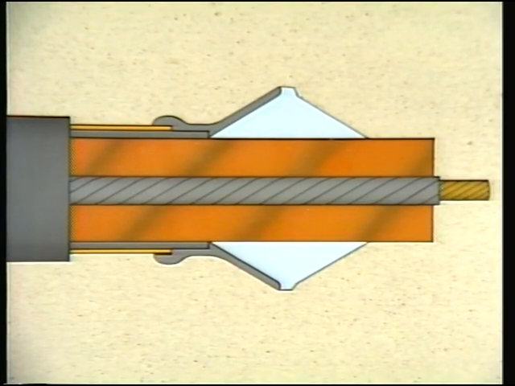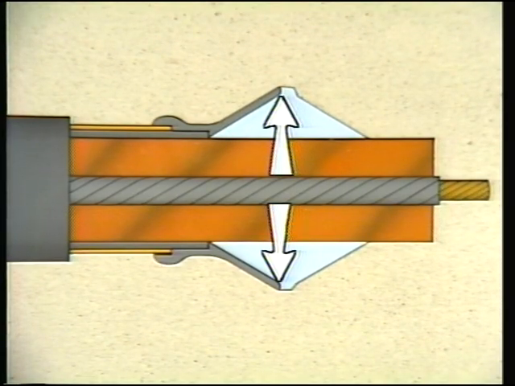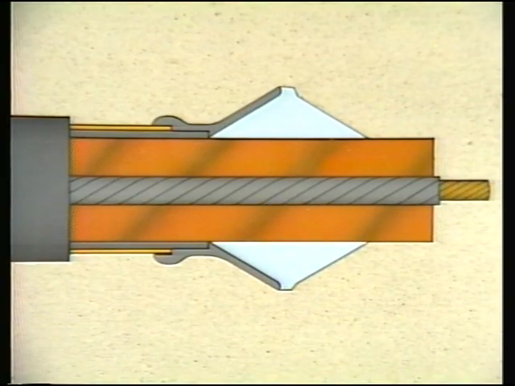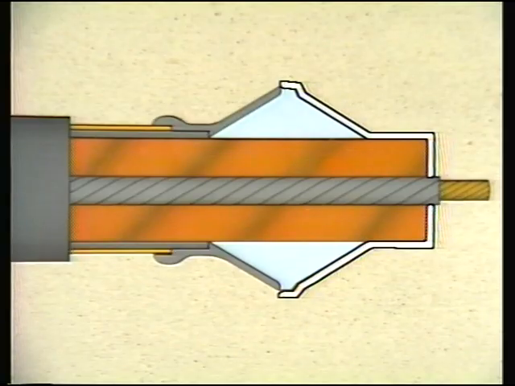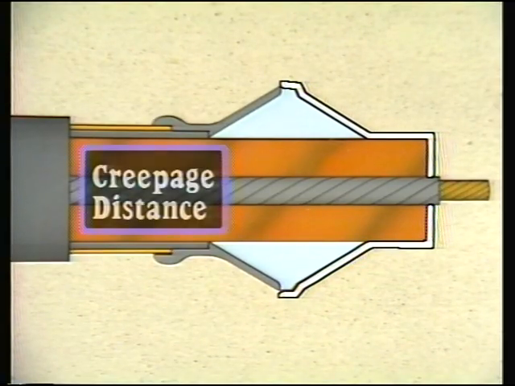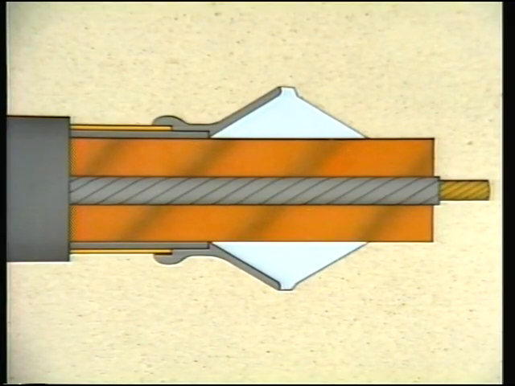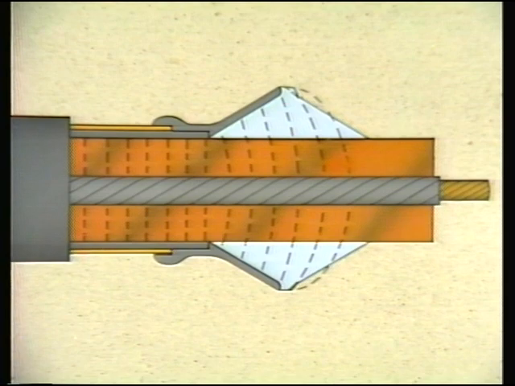It does this by providing increased insulation at the end of the insulation shield. The additional materials increase the distance between the insulation shield layer and the conductor. This distance is called creepage distance. The increased insulation more evenly distributes voltage stress, effectively eliminating any concentration on the cable's insulation.